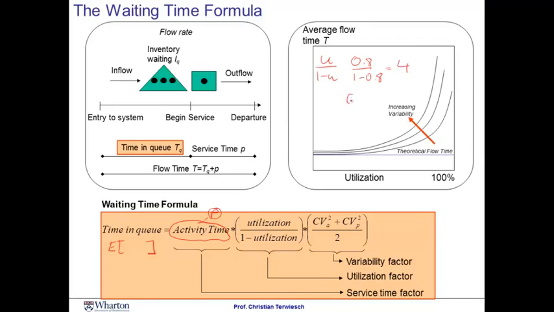At a 90% utilization, the same ratio is 0.9 divided by 0.1, which is already 9. You notice that a simple 10% increase in utilization can more than double the waiting time. You see this on the graph here on the right, that the waiting time grows very steeply as we approach 100% utilization. This is practically very important.